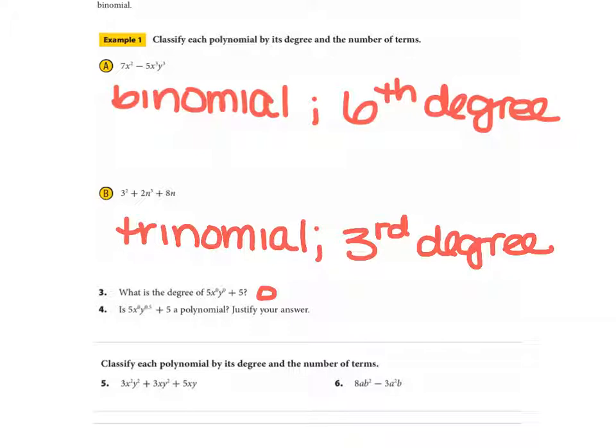It says for 4, is 5x to the power of 0, y to the power of 0.5 plus 5 a polynomial? Justify your answer. It's not a polynomial, so this is no. And the reason why is because the variable y has an exponent of 0.5.